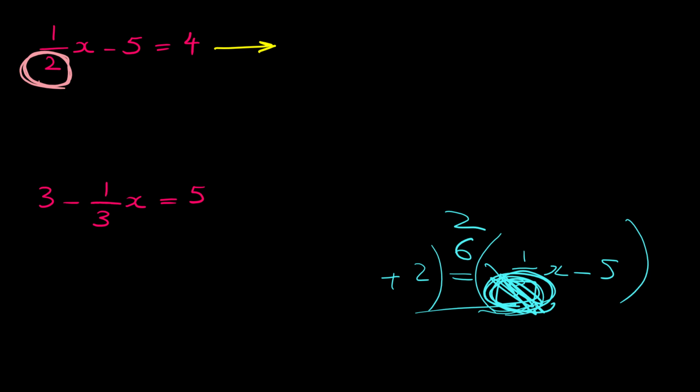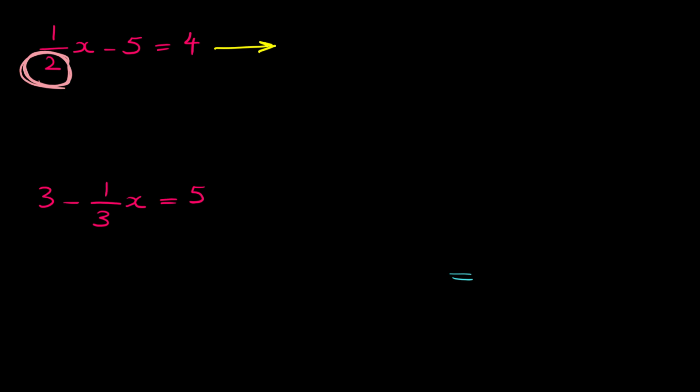This is the general technique that we can learn when we have fractions. And we will learn this technique while doing these examples. So, for this first example, we multiply the left side and the right side of the equation by 2.